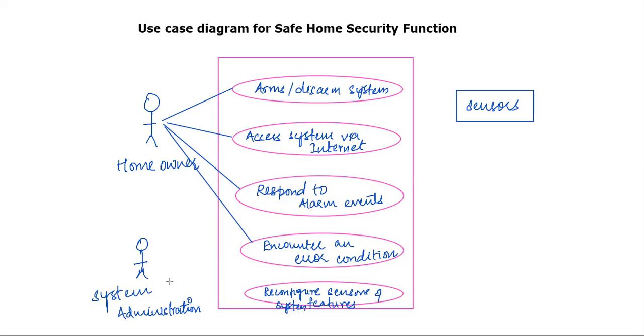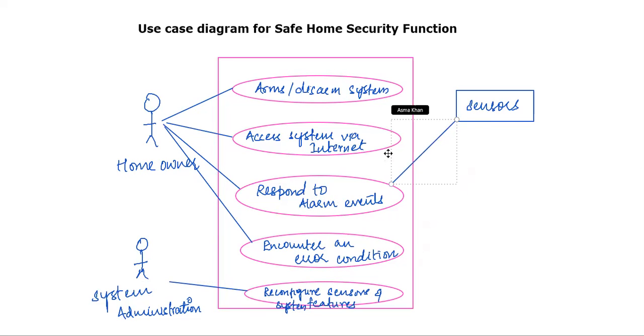So this system administrator is responsible for reconfiguring the system and the sensors and the system related features. That is, if any error is there within the safe home security system or within the sensors, whether the sensors are not detected by the safe home security system, then the system administrator needs to again reconfigure all these system sensors within the safe home security system.